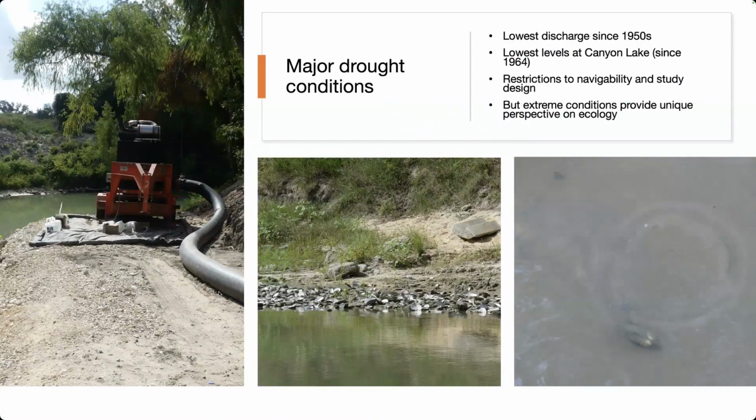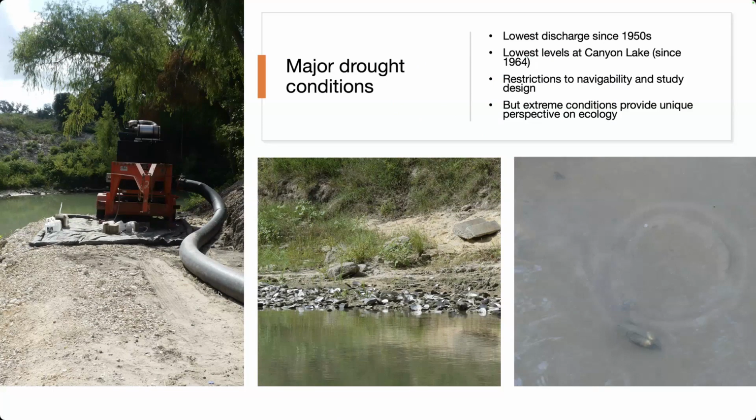So during our surveys, during our study, we experienced major drought conditions. We saw this created hindrances for our surveying and also our study design. This had the lowest discharge rates of water in the Guadalupe since the 1950s, which was a major drought of the last century. We've also seen during our study the lowest levels at Canyon Lake since Canyon Lake was impounded in 1964.